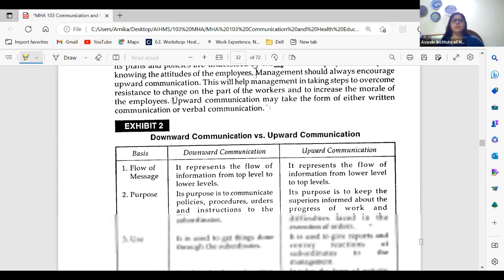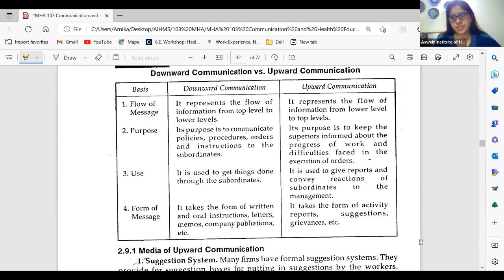Okay, so as you can see from the downward and upward communication, there are a few differences between them. As you can see, the flow is top to bottom and bottom to top. Purpose: when it is downward, as we have discussed, it is mostly policy, schedule, mission, vision, instructions. Basically these are orders. Whenever it is downward, it is about orders.